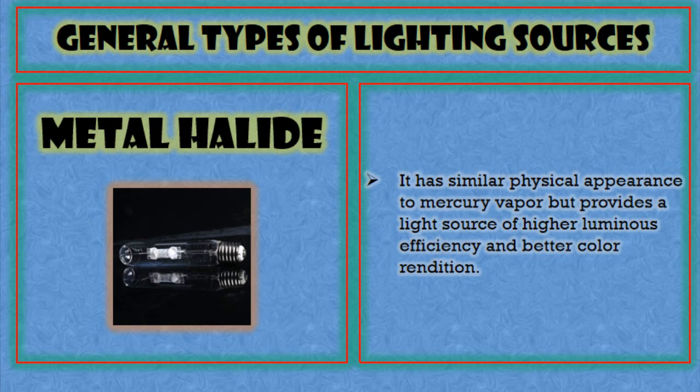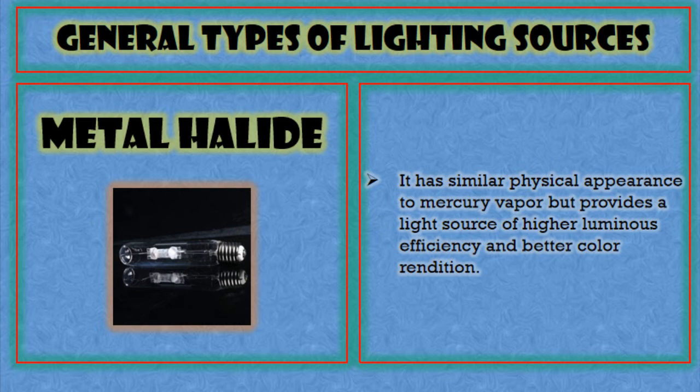Pero itong metal halide, yung pinoproduce na light nito, as you can see on our picture, we have here white color rendition. So it produces better color rendition. Okay, unlike doon sa mercury vapor. So magkaparehas lang, yun lang yung pagkakaiba, yung kulay ng light na pinoproduce.